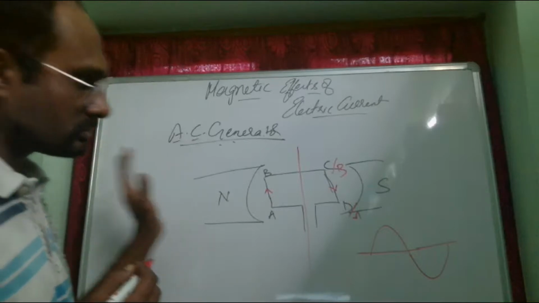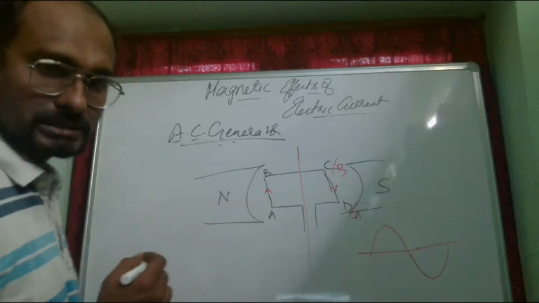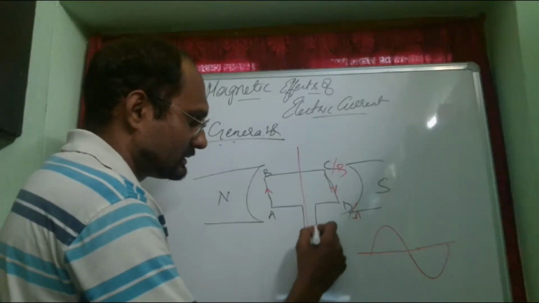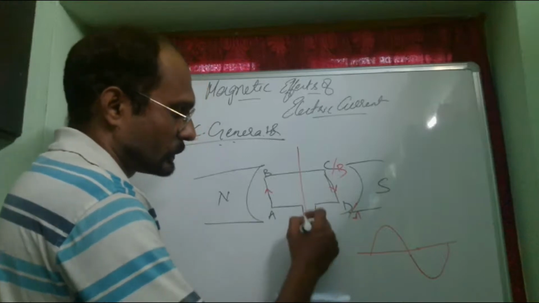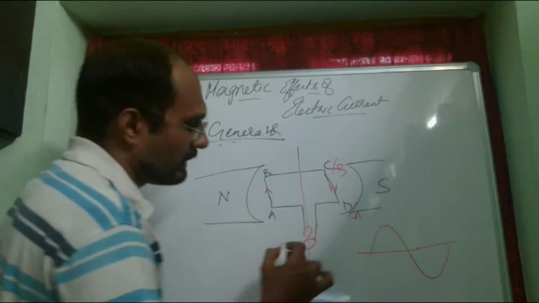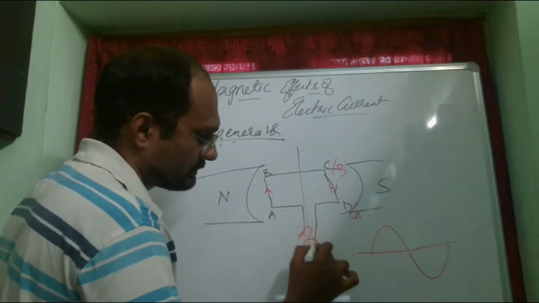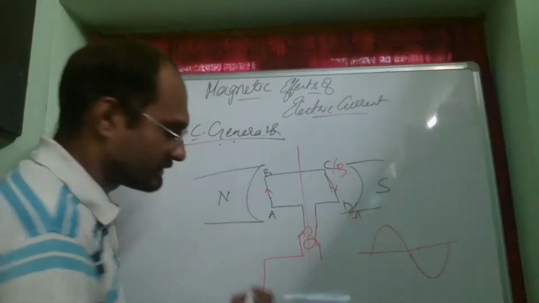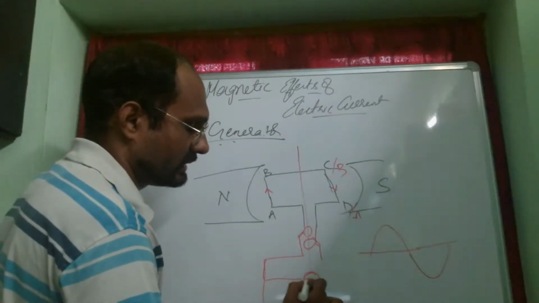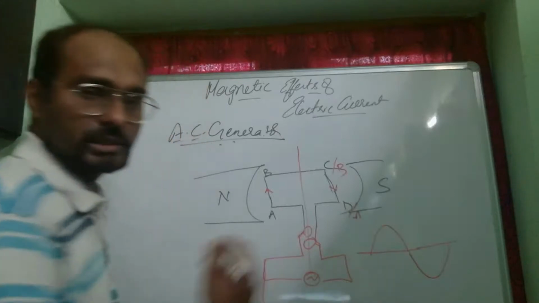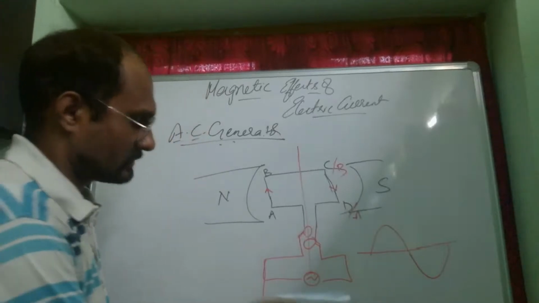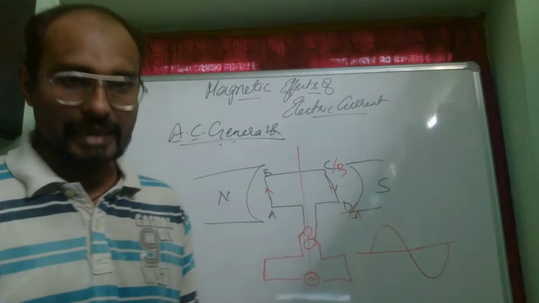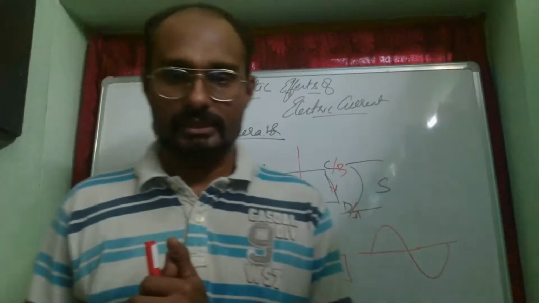So now, the difference in the construction I was mentioning: instead of having split rings, this actually has slip rings, through which this axle passes, and this is connected by means of carbon brushes. It is not connected to the battery; it will be connected to any device which actually consumes the electrical energy produced. So this is about the AC generator and the magnetic effects of electric current.